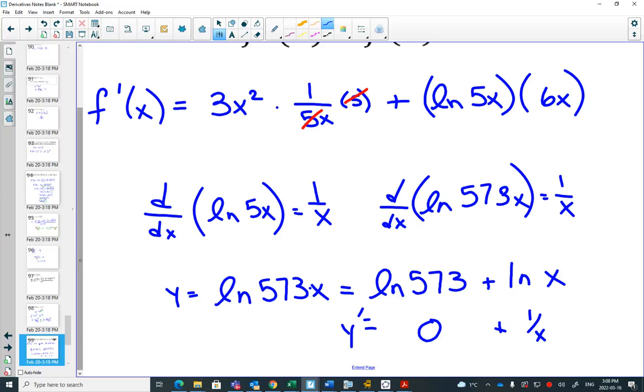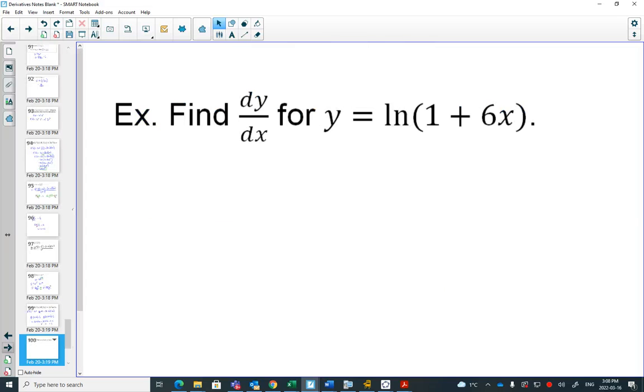In showing our work, we did the chain rule. 1 over 5x, and then the derivative of the inside multiplies by 5, and those 5's would cancel out. Okay, very cool. Can we get more complicated? Yes, we can.